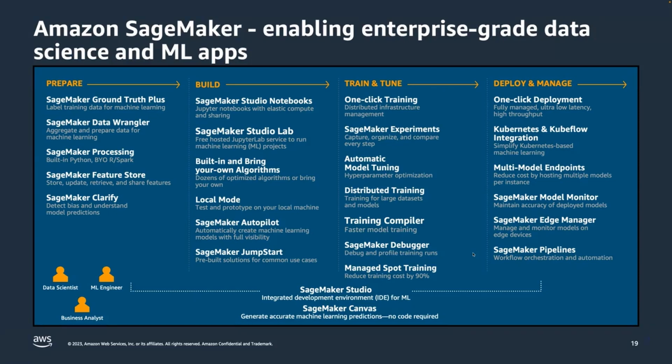With capabilities like Data Wrangler and Feature Store and Clarify and the ability to create SageMaker pipelines and also the ability to do debugging and profiling of training as it's happening, it's never been easier to build, train, and deploy machine learning models in Amazon SageMaker.